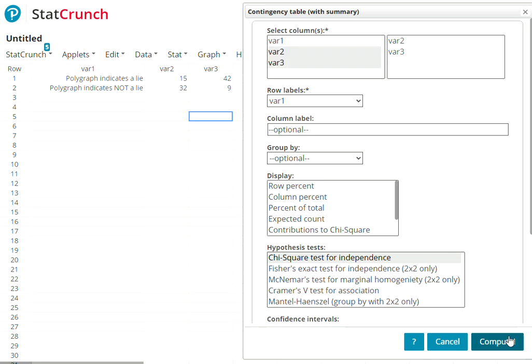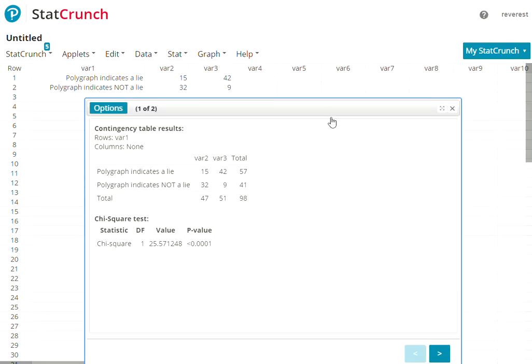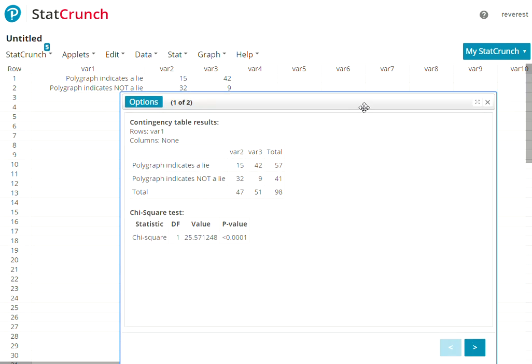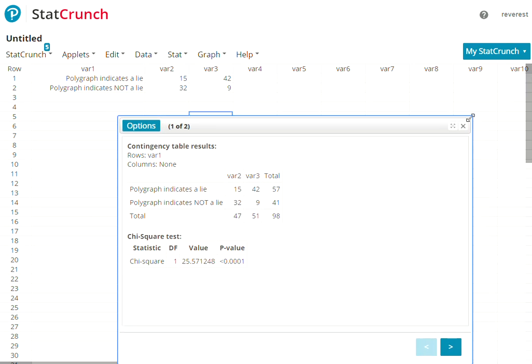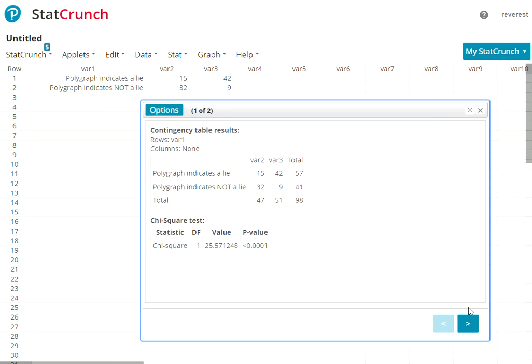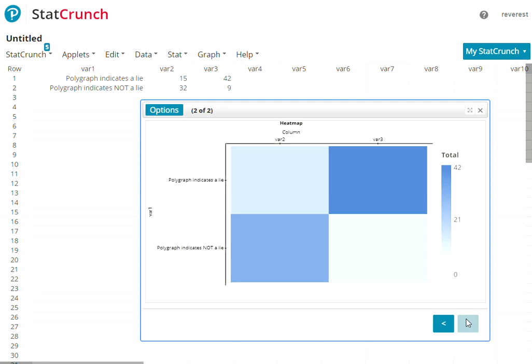So you simply push compute, and you can see that on this first page, I'm going to minimize the window a little so you can see that there's an arrow down here. On the first page, it shows the p-value, which is definitely less than a normal alpha value of 0.05, even less than 0.01. And it's, again, quite a great chi-squared value, which is probably exceeding a chi-squared critical value, especially with the degrees of freedom of 1.